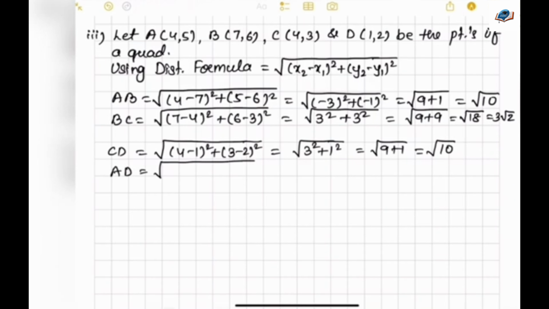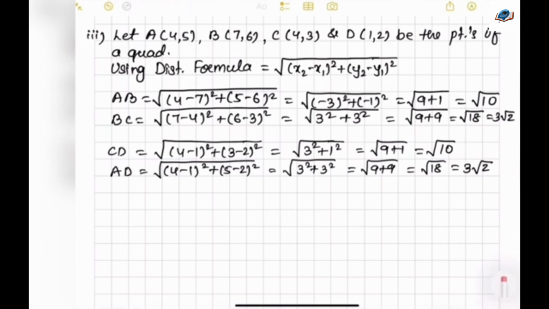AD equal to (4 minus 1) whole square plus (5 minus 2) whole square. So that is 3 square plus 3 square. 9 plus 9, so root 18. So that is coming to 3 root 2.